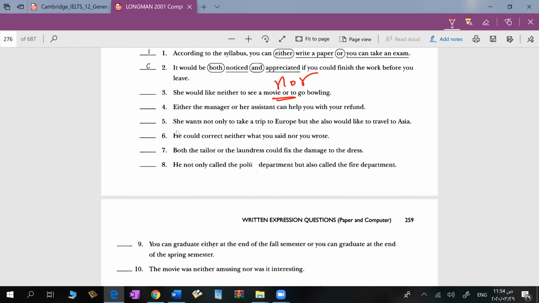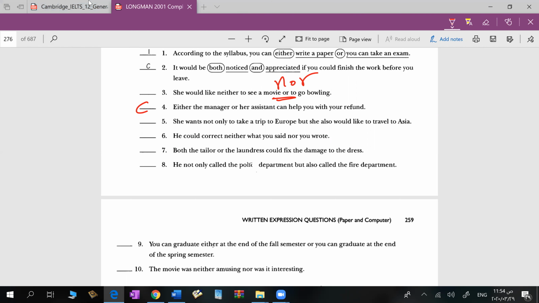Either the manager or her assistant can help you. What do you think? Correct. She wants not only to take a trip to Europe, but she also would like to travel to Asia. Incorrect. How can I make it correct?